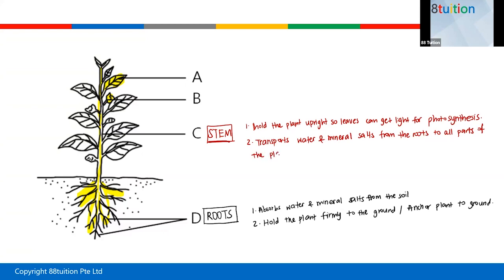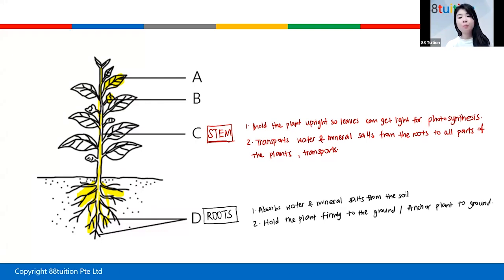What is the other thing that it transports? Wen-Xing, what is the other thing that it transports? Brian, can you help her? What is the other substance that is transported by the stem? Nutrients. Nutrients from where? Water and mineral salts is already from the soil. So that's nutrients. What else is transported by the stem?